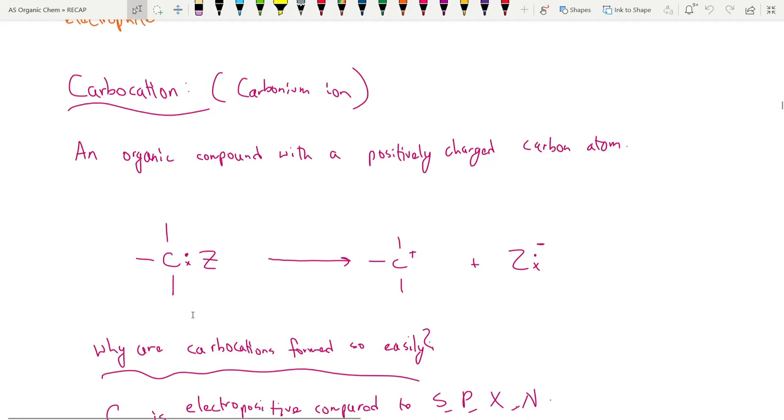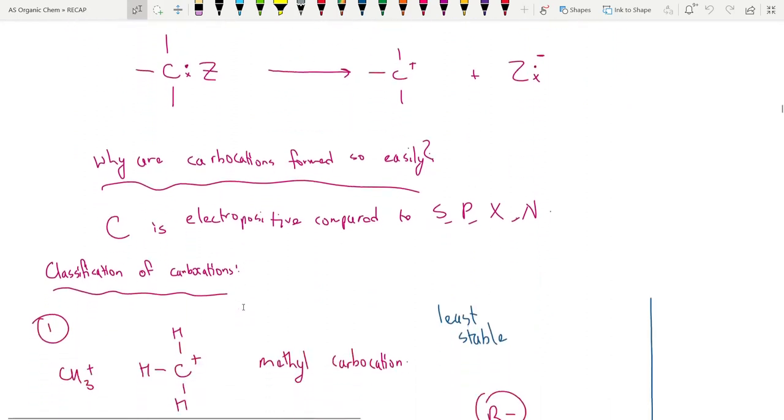Next we need to know what a carbocation is. It's an organic compound with a positively charged carbon atom. It is of three types. Why are carbocations formed so easily? Typically because carbon is comparatively on the left-hand side of the periodic table, so it has low electronegativity.